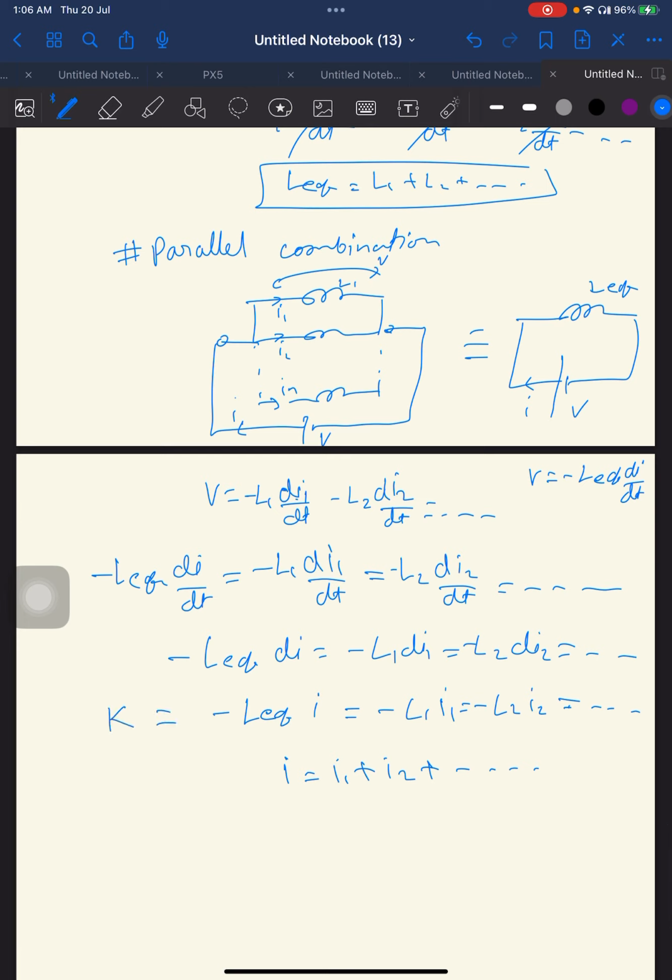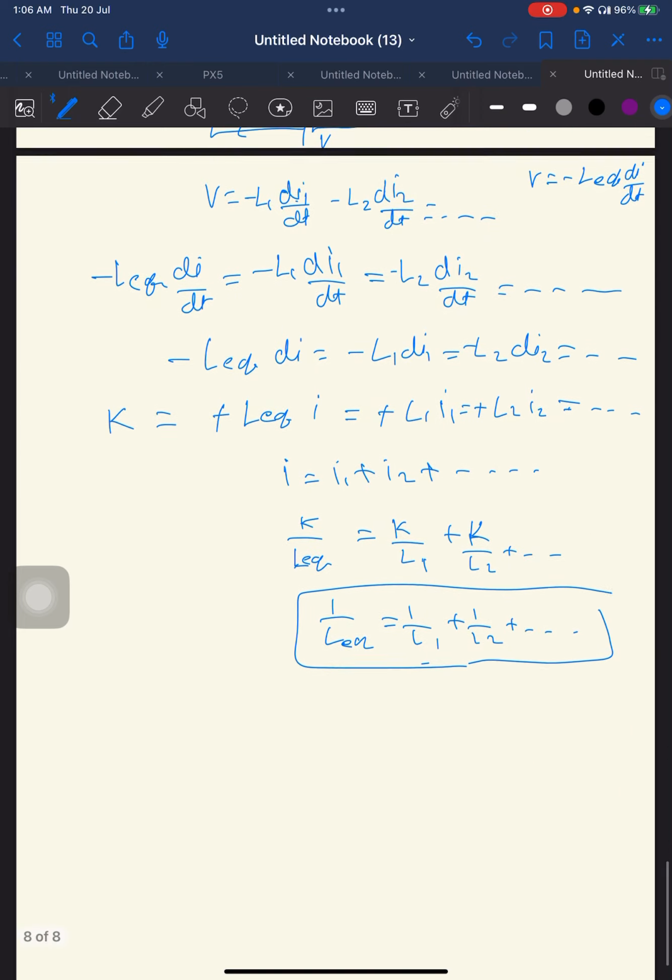Then I can write I as K by L equivalent, and by the way, the minus signs will get cancelled in all of them. Similarly, we can write I1 as K by L1, plus I2 as K by L2, plus so on. K will get cancelled and we get 1 by L equivalent equal to 1 by L1 plus 1 by L2 plus so on. I hope this is clear.